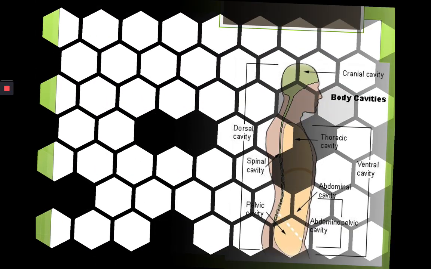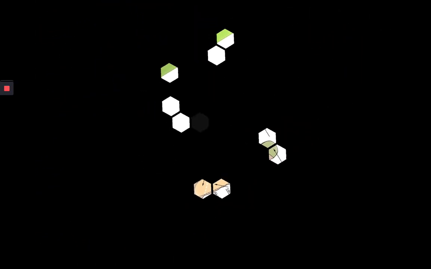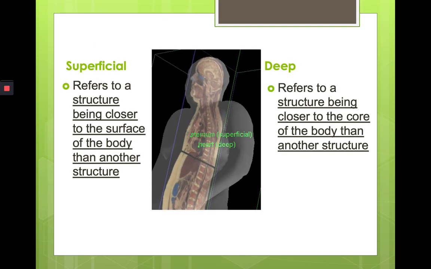And the opposite of that would be deep, meaning closer to the core of the body. And so if we had to make a deep incision to get to the heart, you'd have to cut through a lot of tissue down into the body to get to the heart.